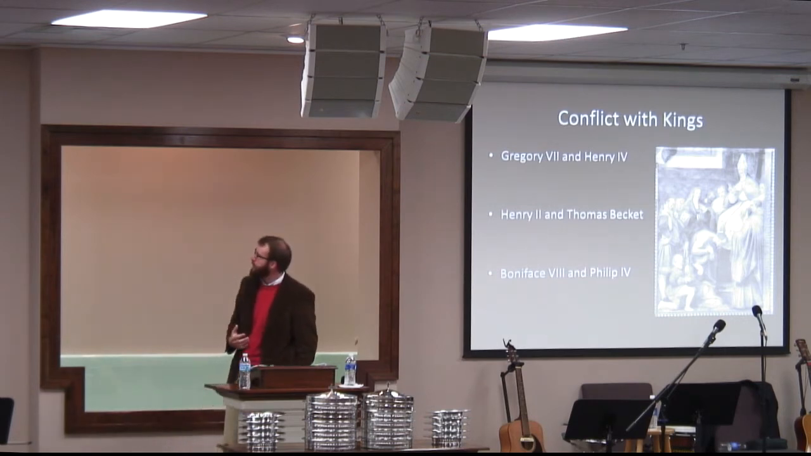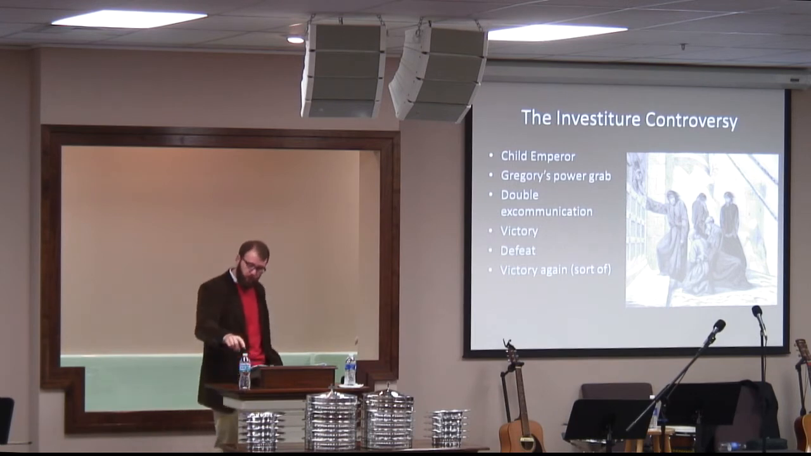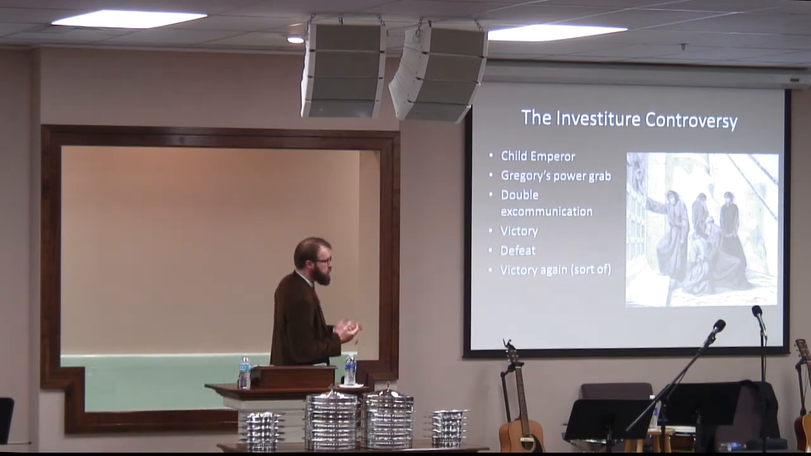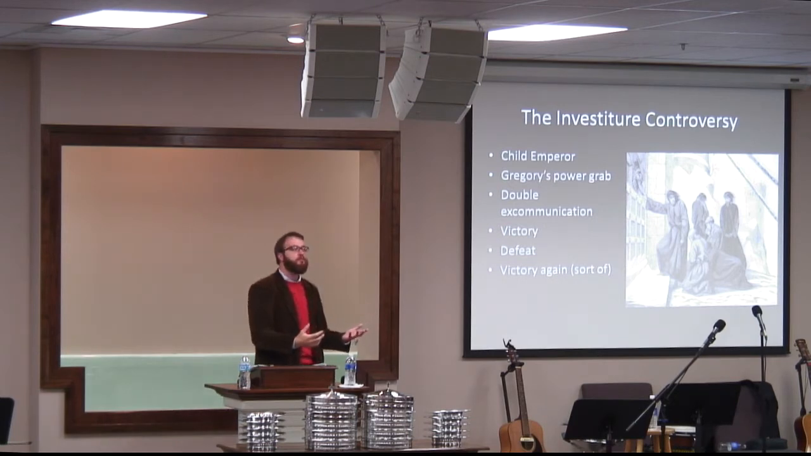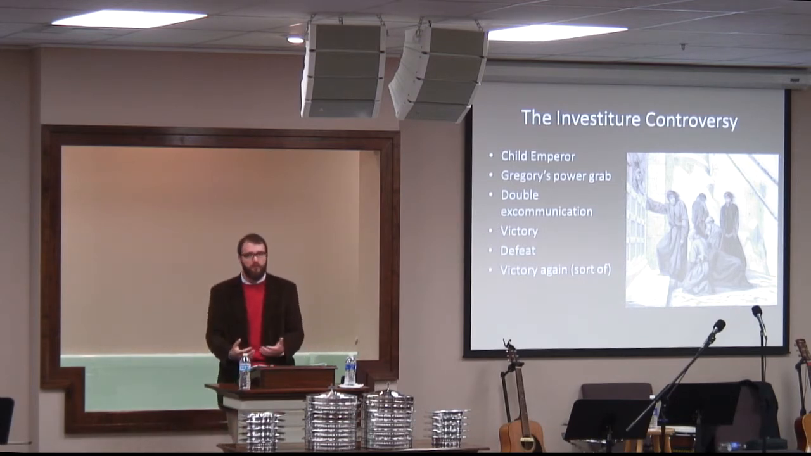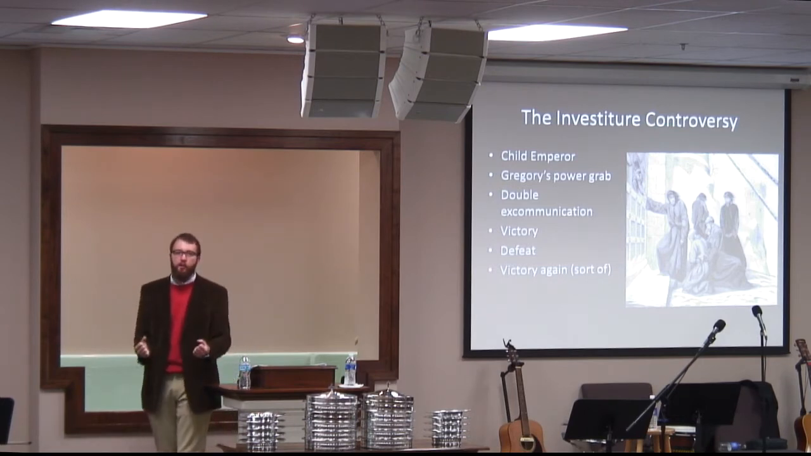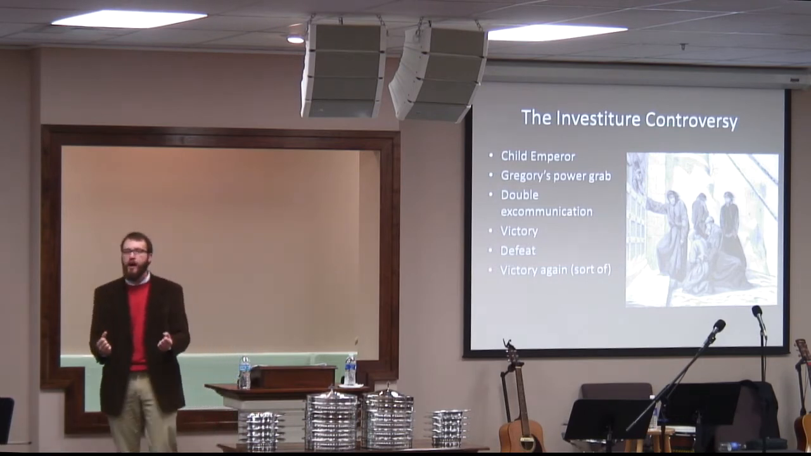All right? Now, the controversy that's going to come up, and this is probably the most important one between Henry and Gregory, is the investiture controversy. Who's going to appoint a bishop? And really the way that this begins is that Henry IV is created emperor when he's 6 years old. So he has no power. So the popes are going to seize all the power that they can from the emperor.